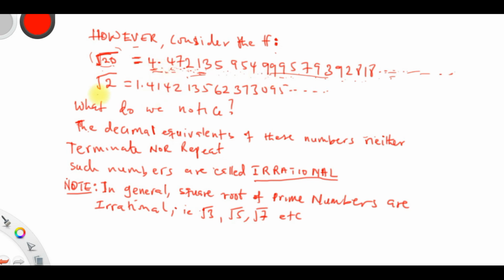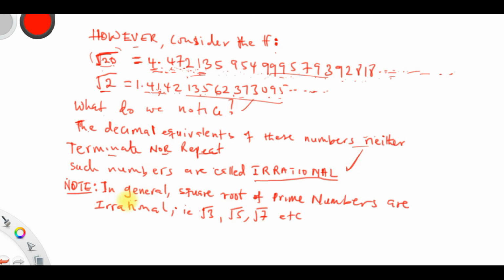The same way, the square root of 2 is 1.4142136. This does not terminate, and the numbers also don't repeat. So it is neither terminating nor repeating. So what do we notice? The decimal equivalent of these numbers neither terminates nor repeats. Such numbers are called irrational numbers.